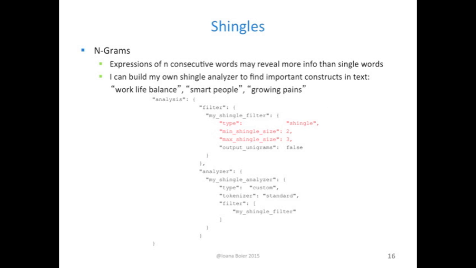Sometimes it is useful to find not only single words of importance, but entire expressions. If we want to discover significant expressions, we can use shingles. They are n-grams formed by considering sequences of n consecutive words in a text. This example shows not only how to incorporate shingles in search, but also how easy it is to write custom analyzers and filters.